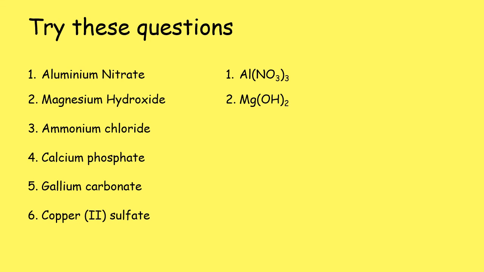For ammonium chloride, NH4Cl, no brackets needed. For calcium phosphate, which is a complicated one, it's Ca3(PO4)2, open brackets, PO4, close brackets, 2. For gallium carbonate, that again is a complicated one. That is Ga2(CO3)3, open brackets, CO3, close brackets, 3. And then copper(II) sulfate is one which has Roman numerals in it as well. So remember that meant that copper had a valency of 2. So our formula is CuSO4.